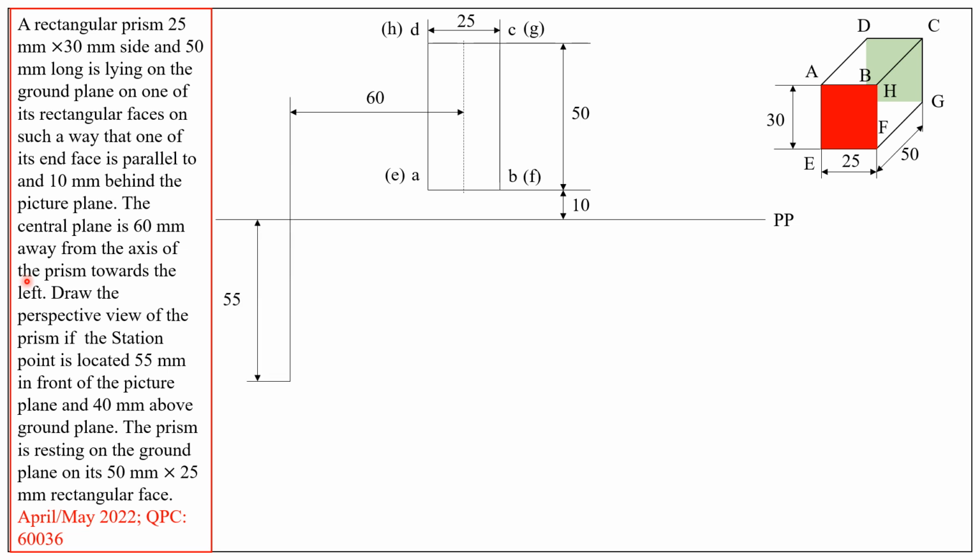And it is also given that the station point is located 55 mm in front of the picture plane. Therefore, 55 mm in front of the picture plane, mark the point, that is the station point S.